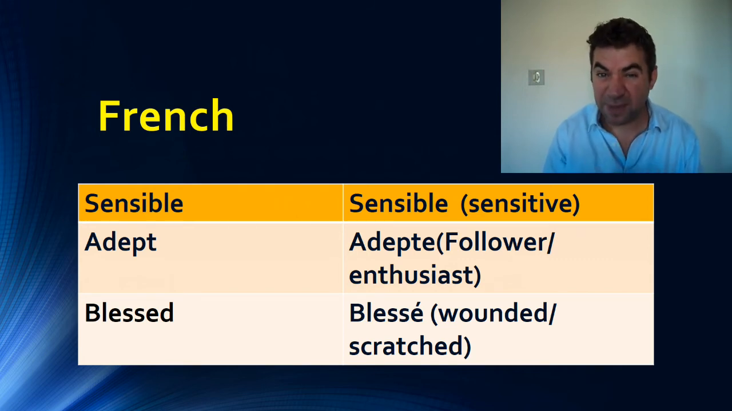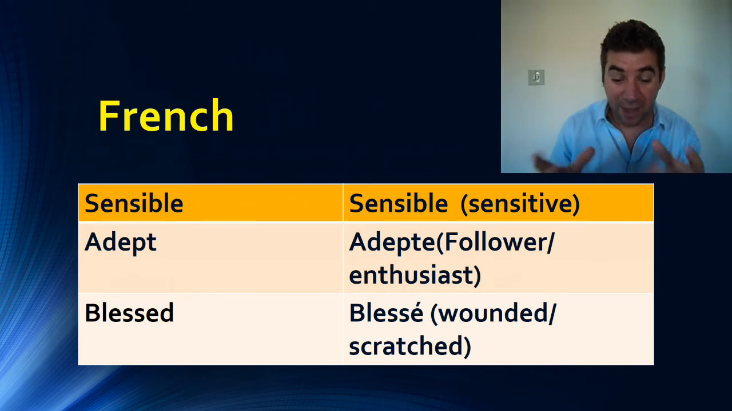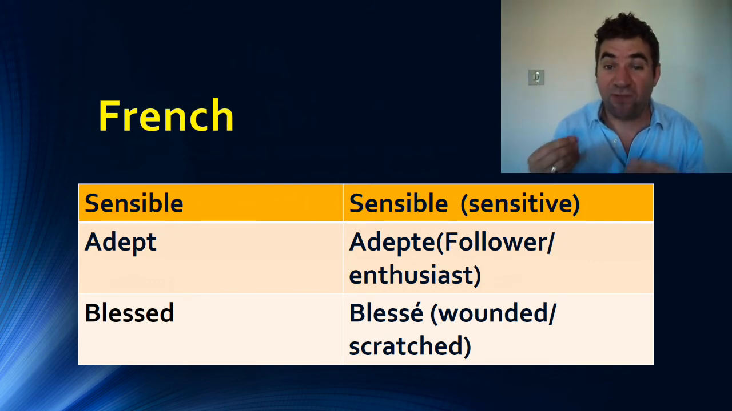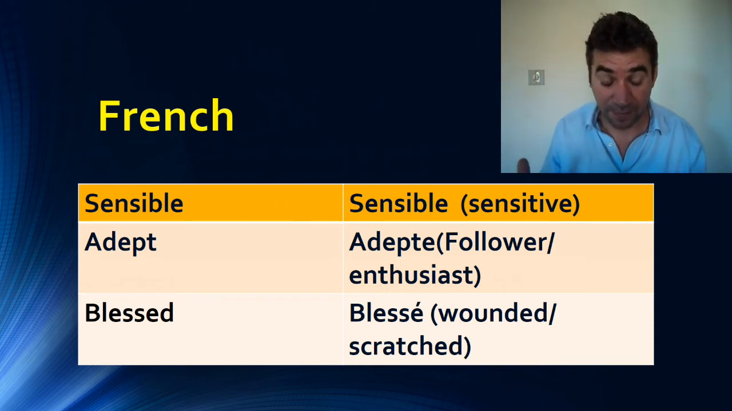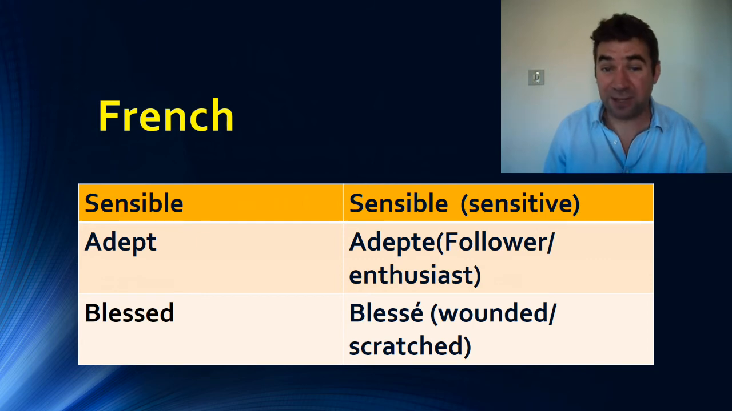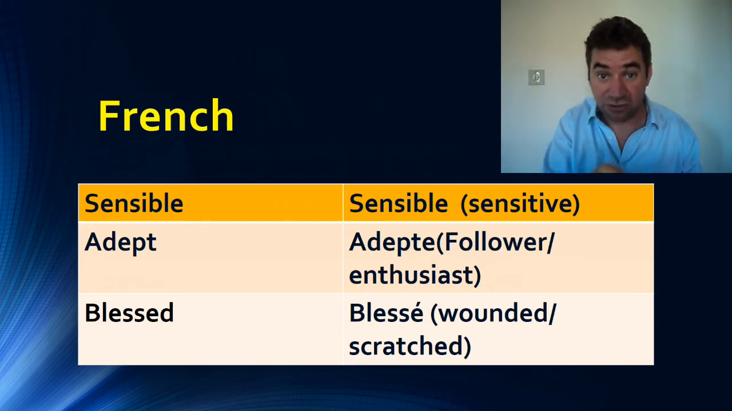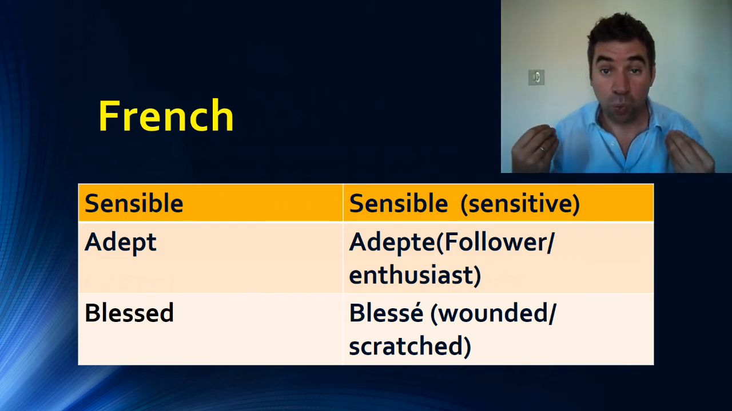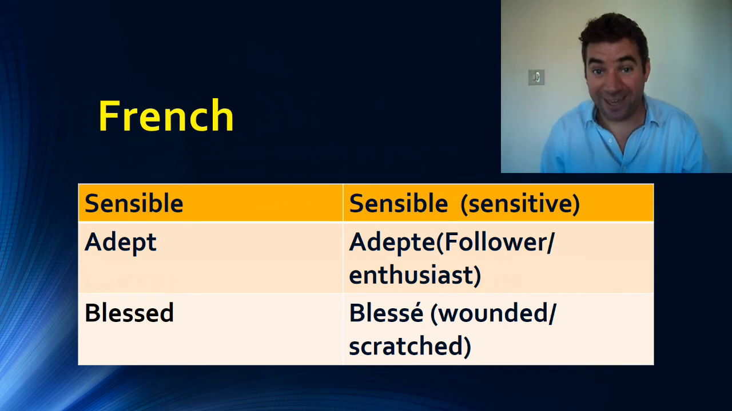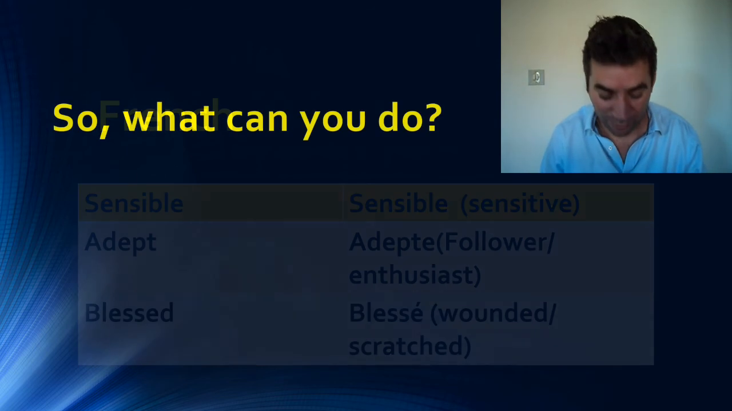Adept. If you're adept at something, you're talented at it, you're really good at it. Whereas adepte, killed that one, you're a follower or an enthusiast, which means you're enthusiastic about something. Blessed, blessé. So blessed means you're very lucky or charmed, or literally, maybe a saint is like, oh, blessed you type thing. Blessé means you're wounded or scratched. Not so lucky, in other words.